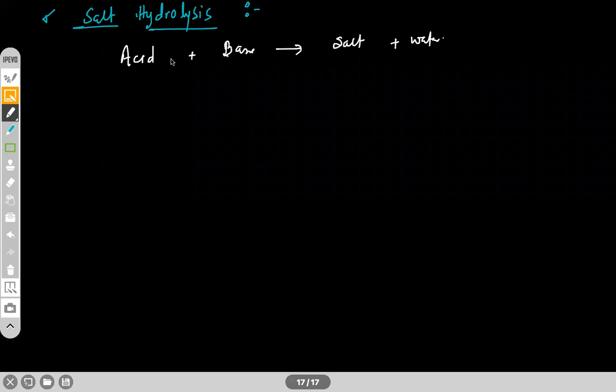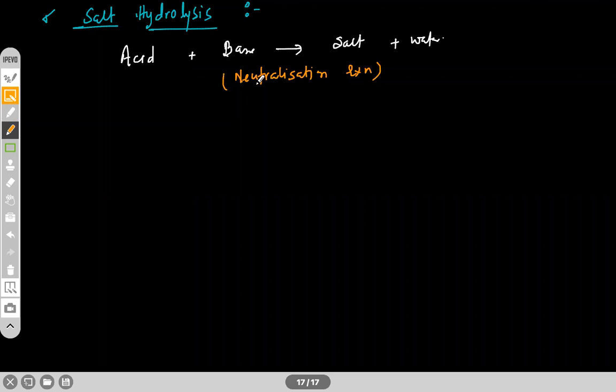Okay. So basically what happens, if you look at this reaction here, we have a reaction in which an acid is reacting with base. It forms salt and water. Correct? So this reaction is a neutralization reaction. Right, this is neutralization reaction. When acid and base are reacting, they both neutralize each other. Correct?